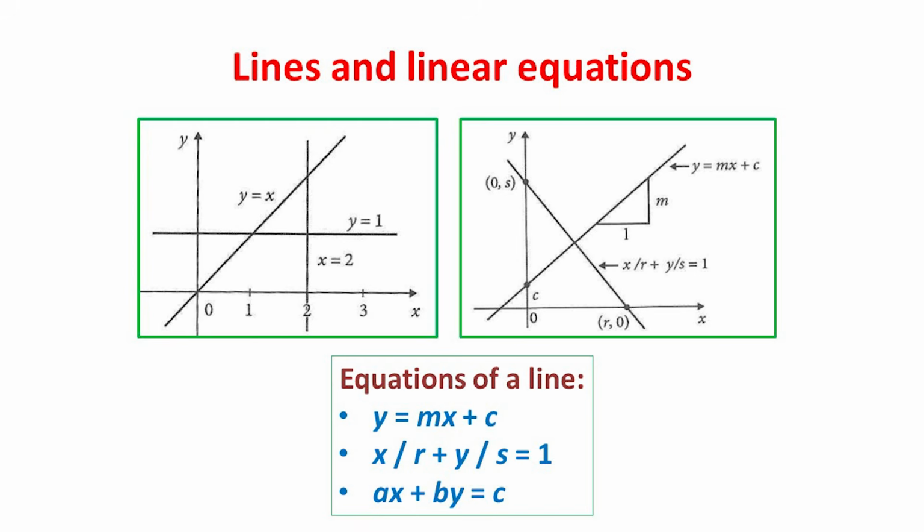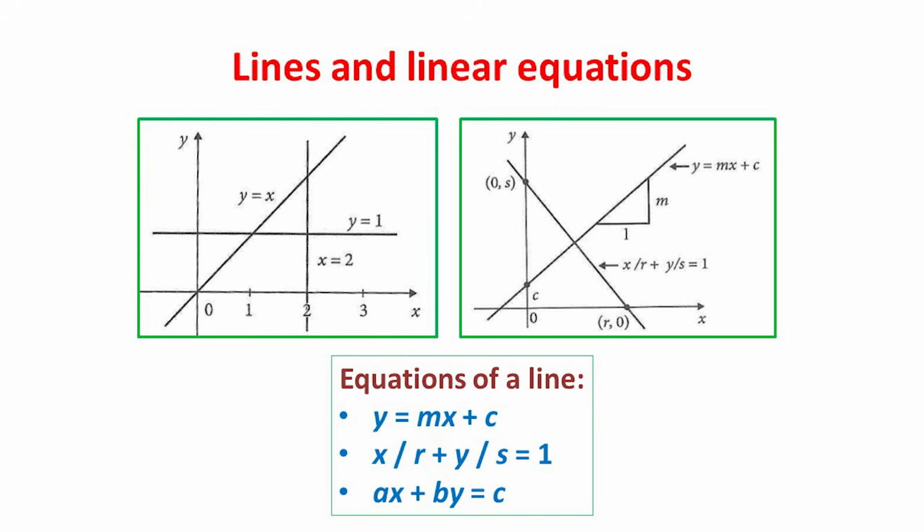On the left, you can see the diagonal line with equation y equals x, where the x and y coordinates are equal at every point. Also here are the vertical line with equation x equals 2 and the horizontal line with equation y equals 1. On the right are two forms of the equation of a straight line.